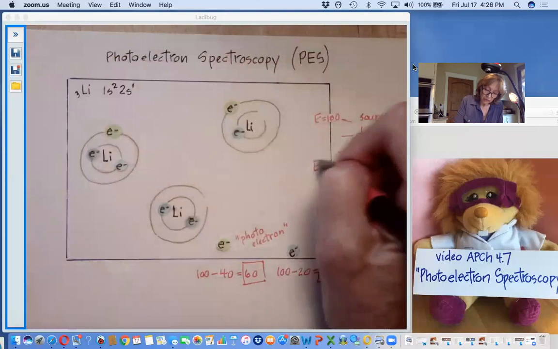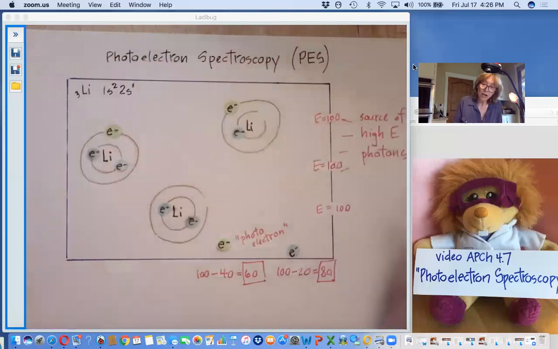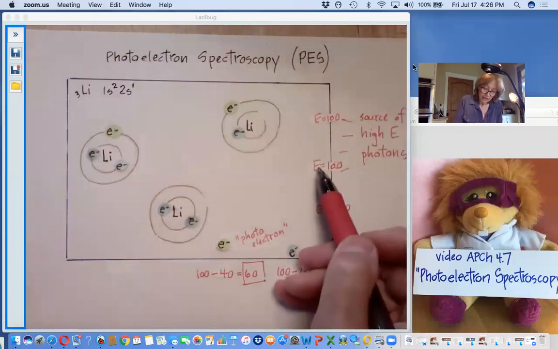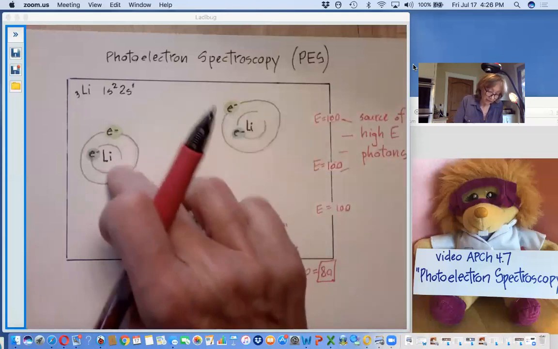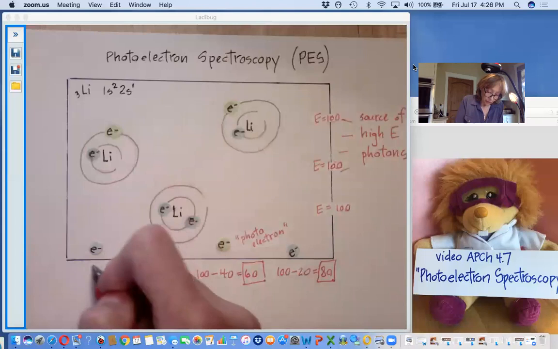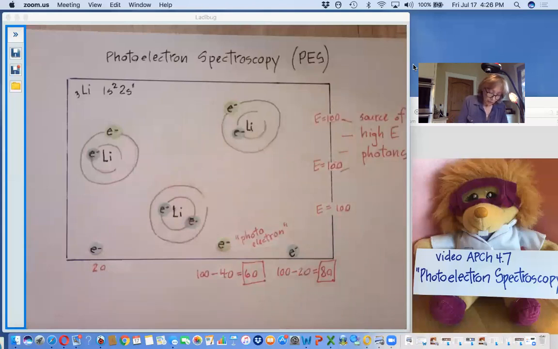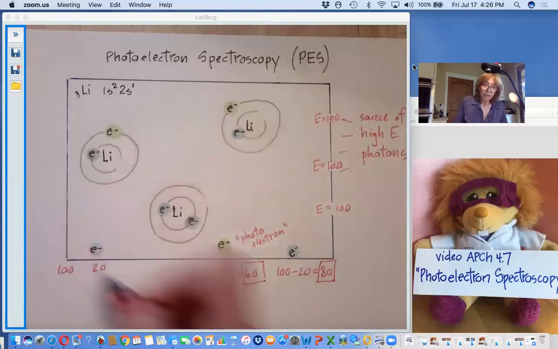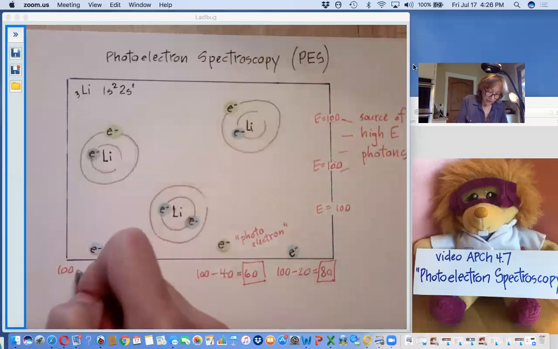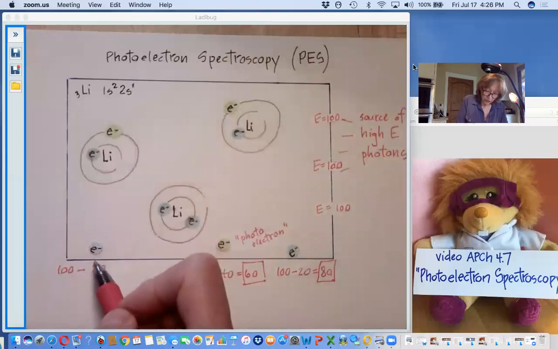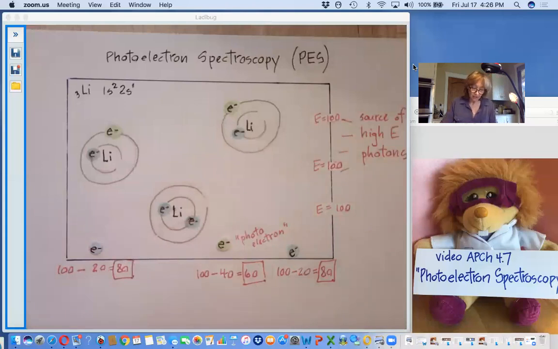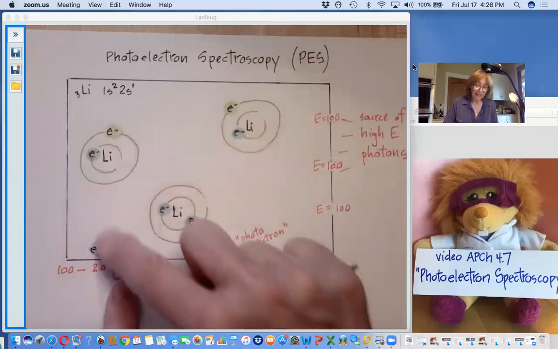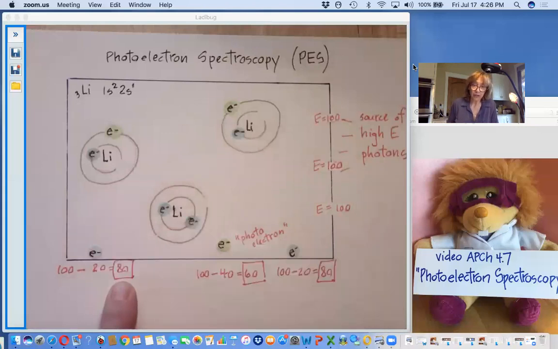So here comes my next photon, energy value of 100. It randomly hits this electron, knocks it loose. The detector records 20. So we say the photon hit with 100. When the electron hit the detector, there was 20 left over. So it must have taken, again, 80 to remove that inner electron.